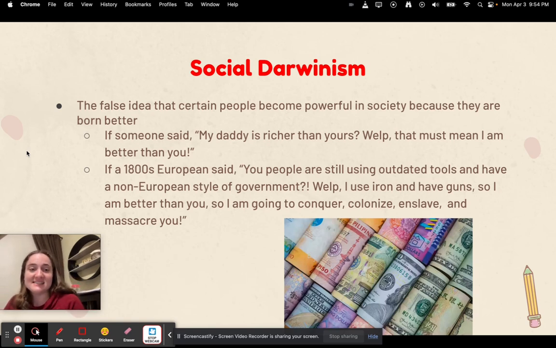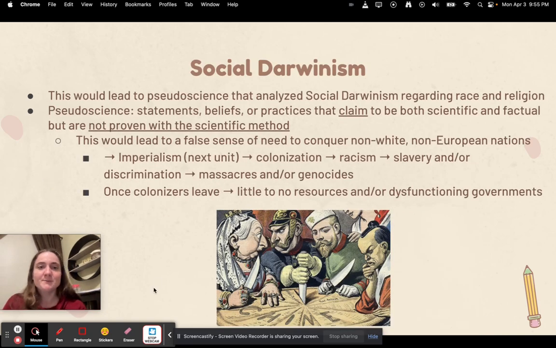And if in the 1800s Europeans said, "You people are still using outdated tools and have a non-European style of government," well, I use iron and I have guns, so I'm better than you. So I'm going to conquer, colonize, enslave, and massacre you. It's literally what happened. European countries. We'll get to it, don't worry.